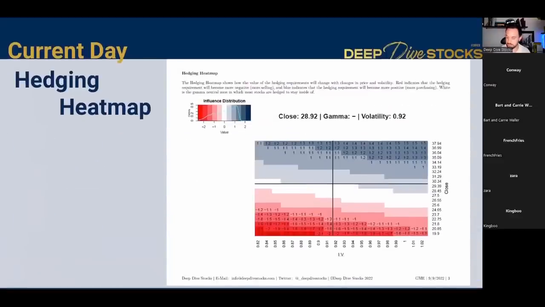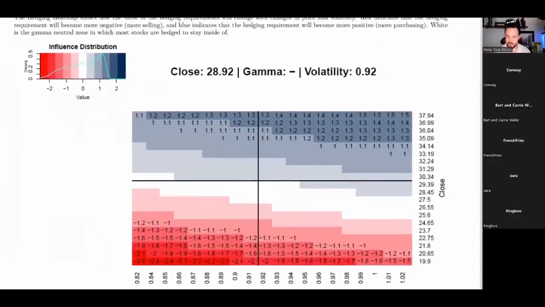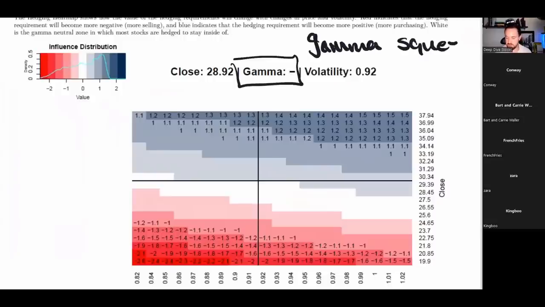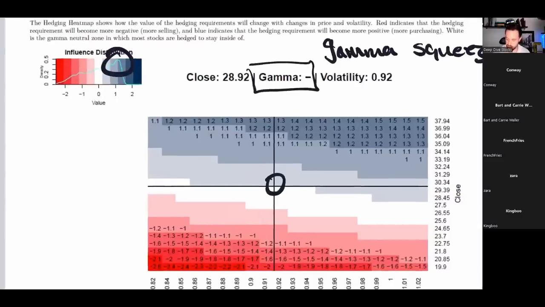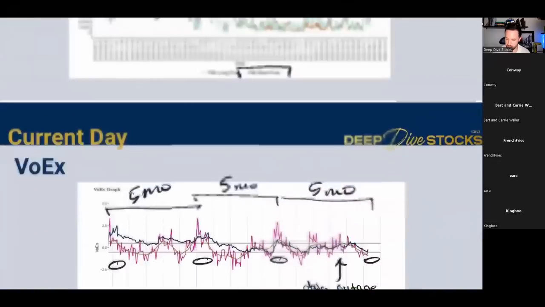The hedging heat map has several very curious findings. The first is that GME isn't a gamma squeeze. We see that denoted with negative, and the crosshairs are touching purchasing support, so it's touching that blue, and we see the peak of the influence distribution is positive as well. That's pretty exciting. Is this current? Today? Yeah, this is the data print from Friday. All of this stuff is the data print from Friday.